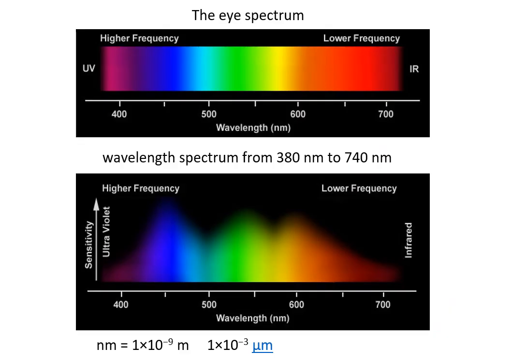Here we see the eye spectrum, which ranges between 380 nanometers up to 740 nanometers, where a nanometer is equal to 10 to the minus 9 meters, or 10 to the minus 3 micrometers. So around 380 nanometers we have the ultraviolet, and at about 740 the infrared.